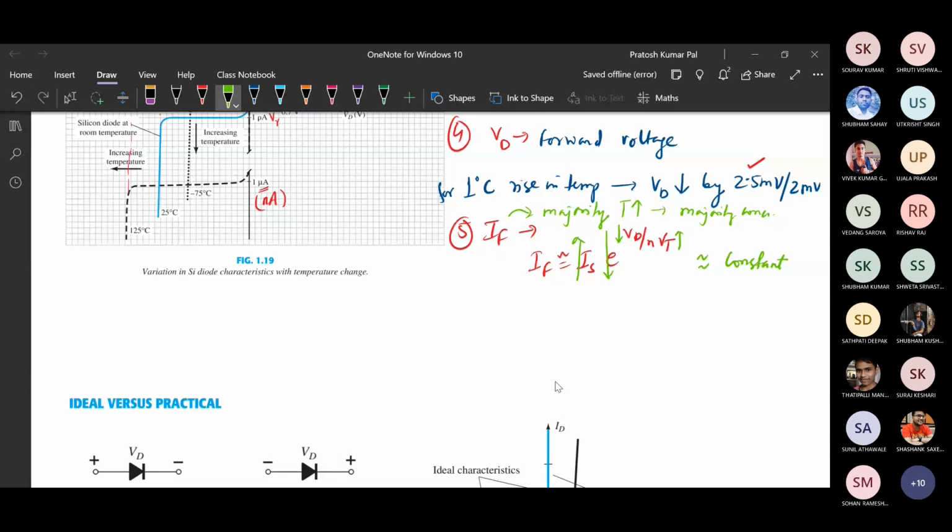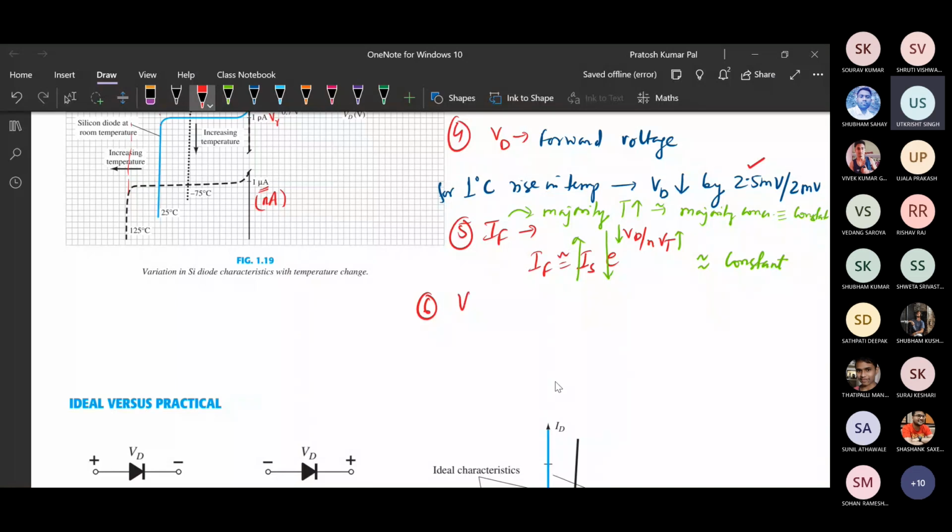So in case of minority carriers, once we are increasing the temperature, they will vary very rapidly, but in case of majority carriers, the effect will be very little. So it is almost considered that majority carriers will be constant. Once majority carriers are constant, the forward current will be constant. Okay.